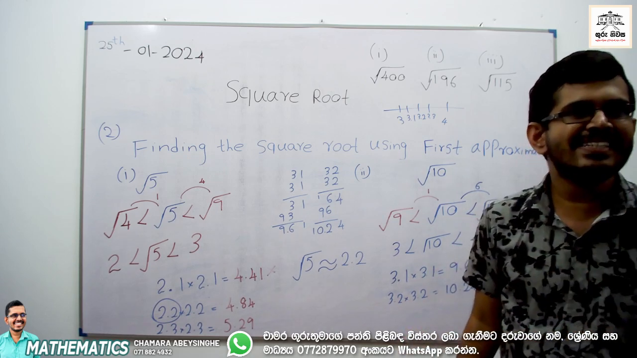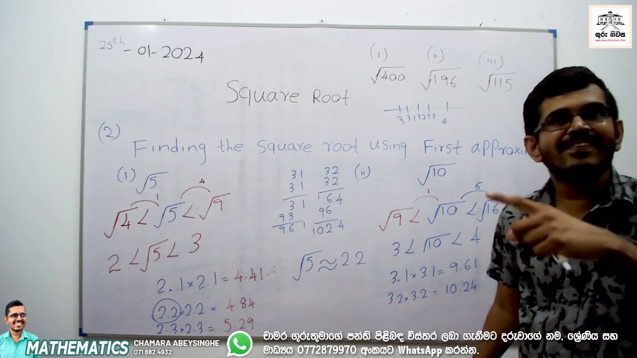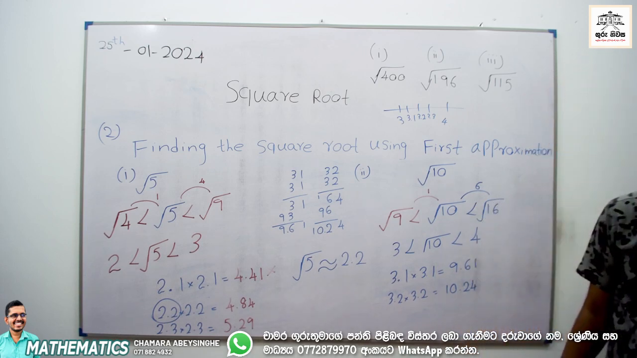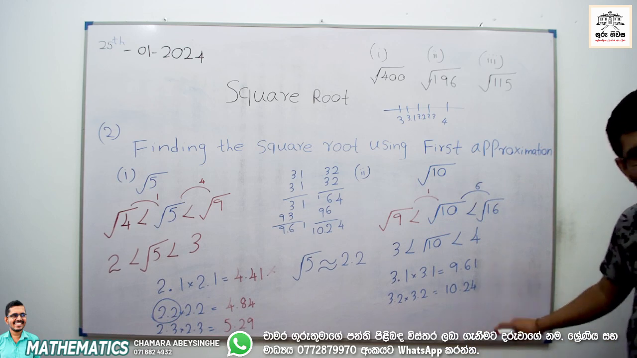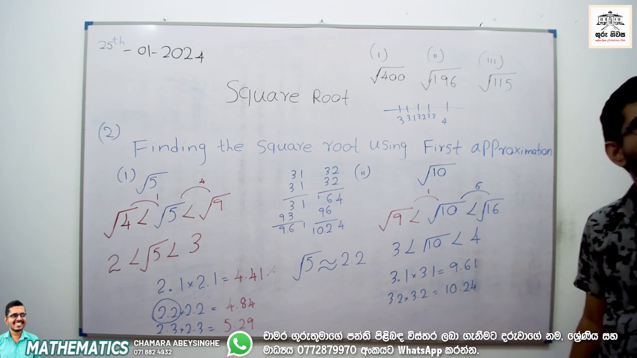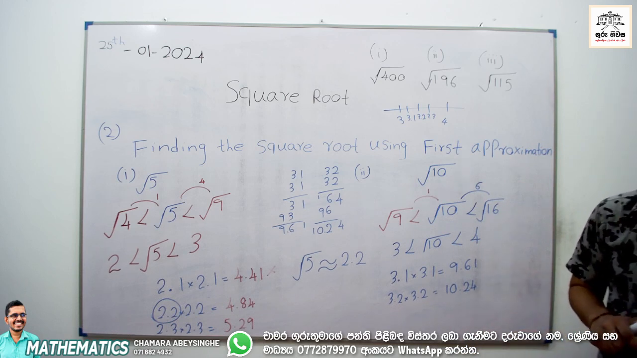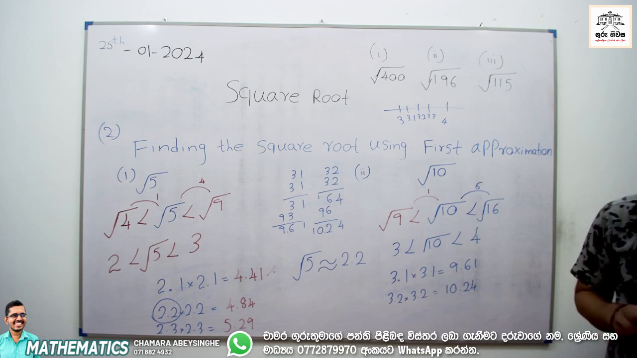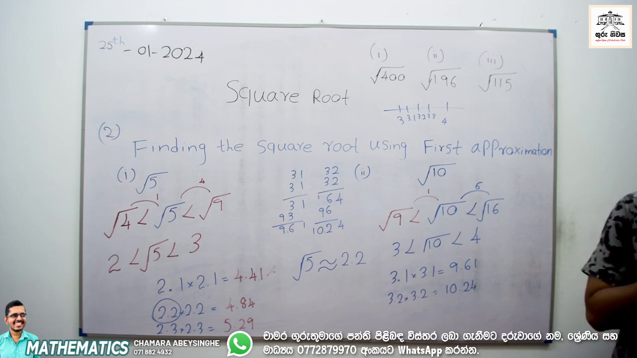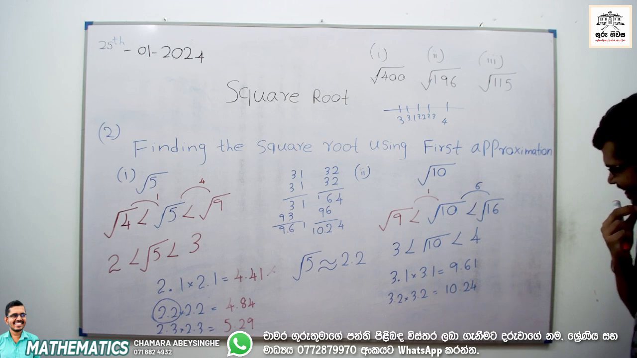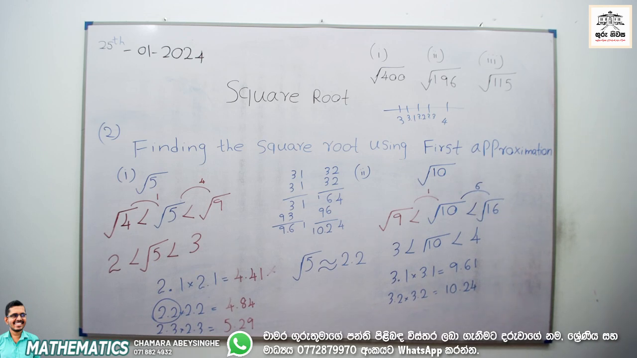9.61 is the nearest one, or 10.24 is the nearest one. Which number? 9.61 or 10.24? Which number is the most nearest? Yes, Vagesha? 10.24. And other student, what is your answer?